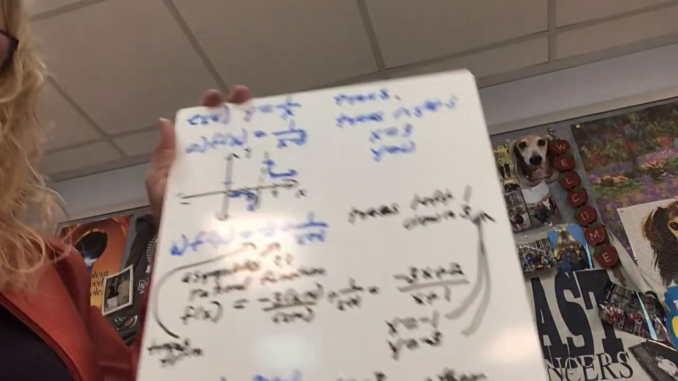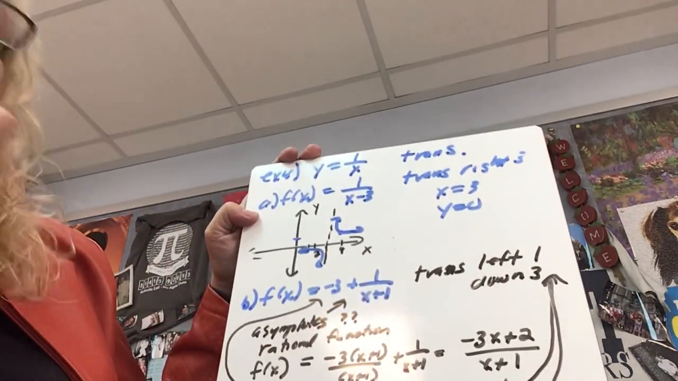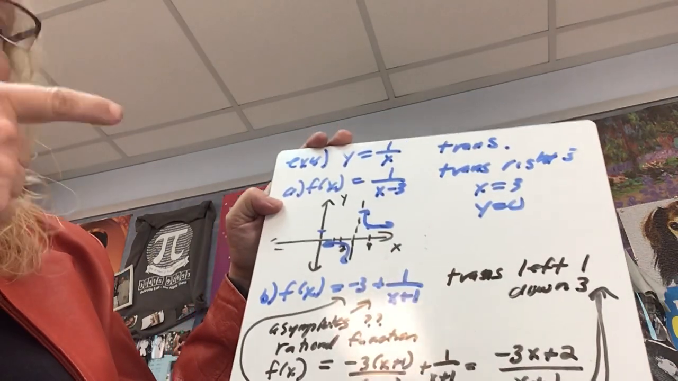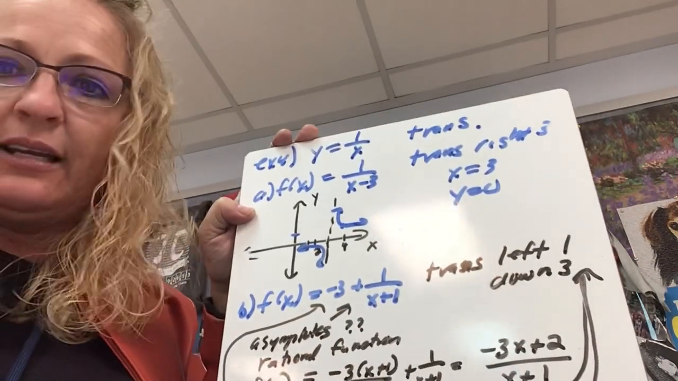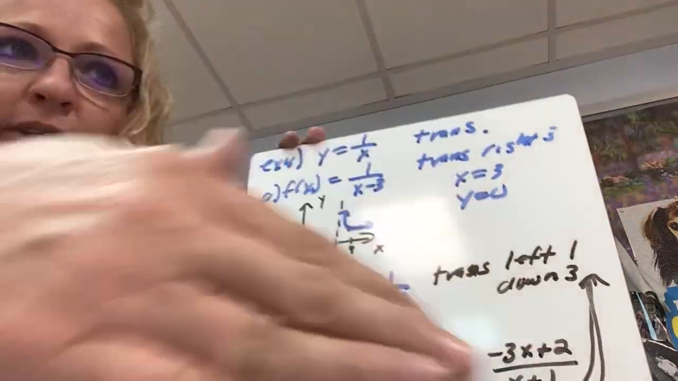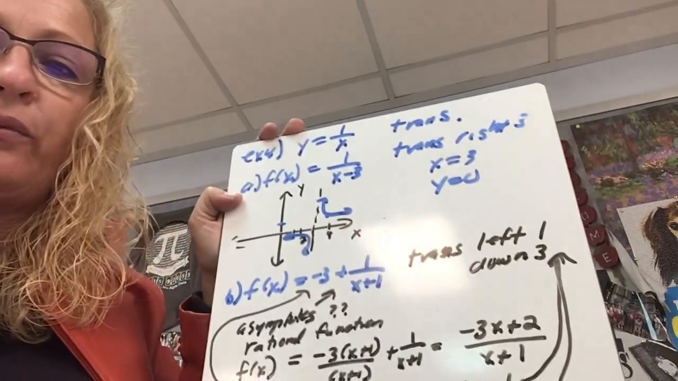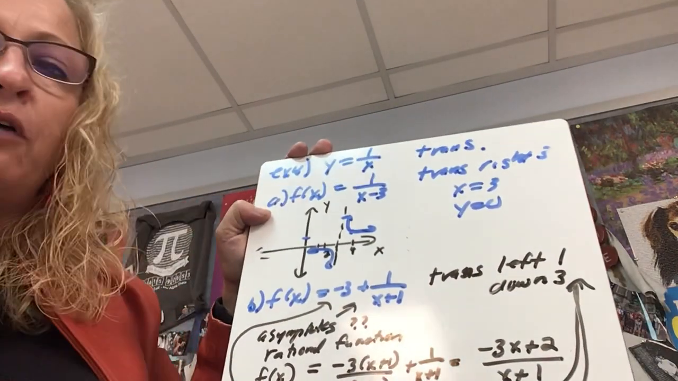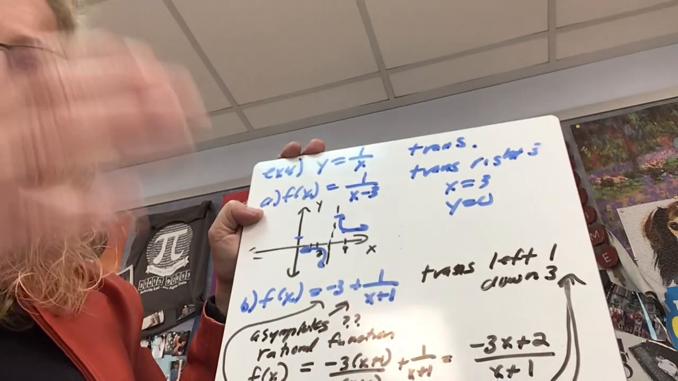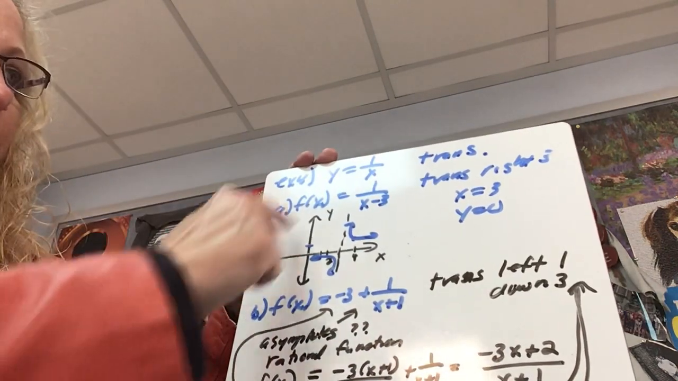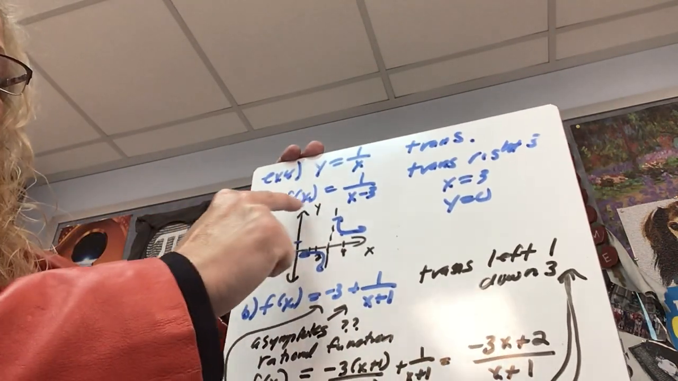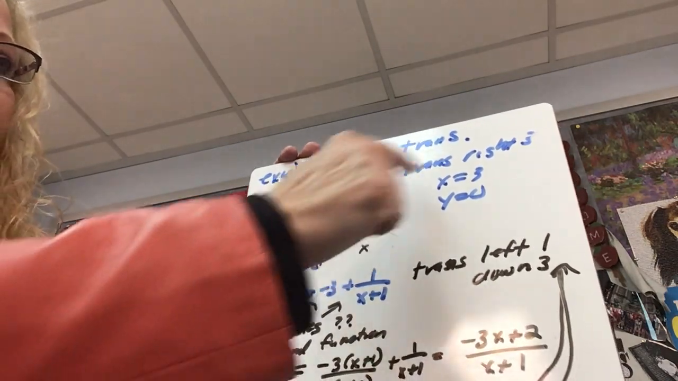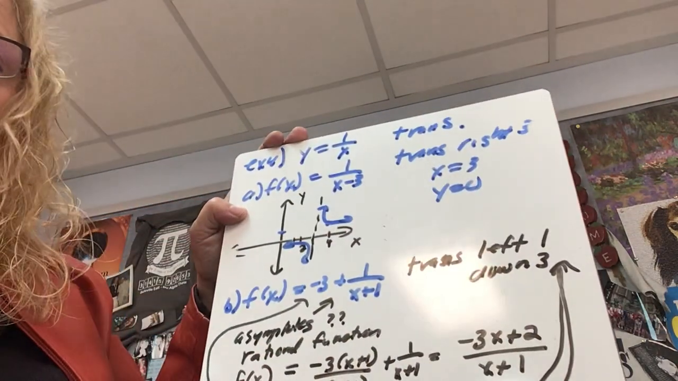So how do we look at this? And how can we now know if we have basic transformations? Not problems like we just did, but if we have basic transformations from our parent graph, how can we know what to expect? So connecting transformations to rational functions. So here's our parent graph. So if I have 1 over x minus 3, doesn't that mean that that's translated right 3?